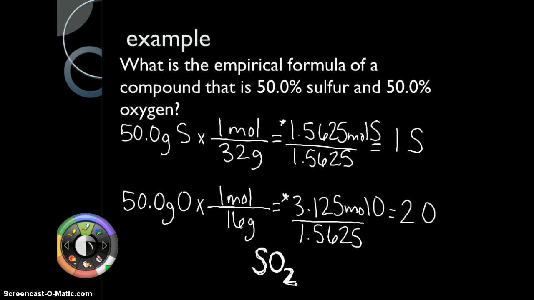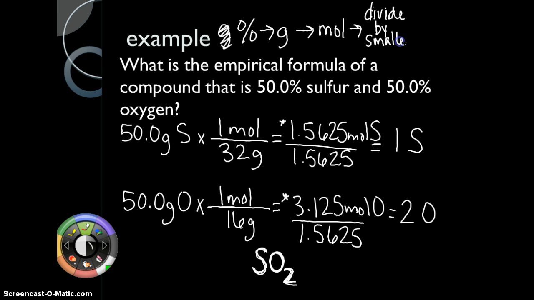Okay, so the steps for this, you're going to take your percent and make it a gram just by changing the unit. You're then going to convert your grams to moles. Once you have moles, you're going to divide by the smallest number. And then you're going to take that value and that's going to be the number of atoms.